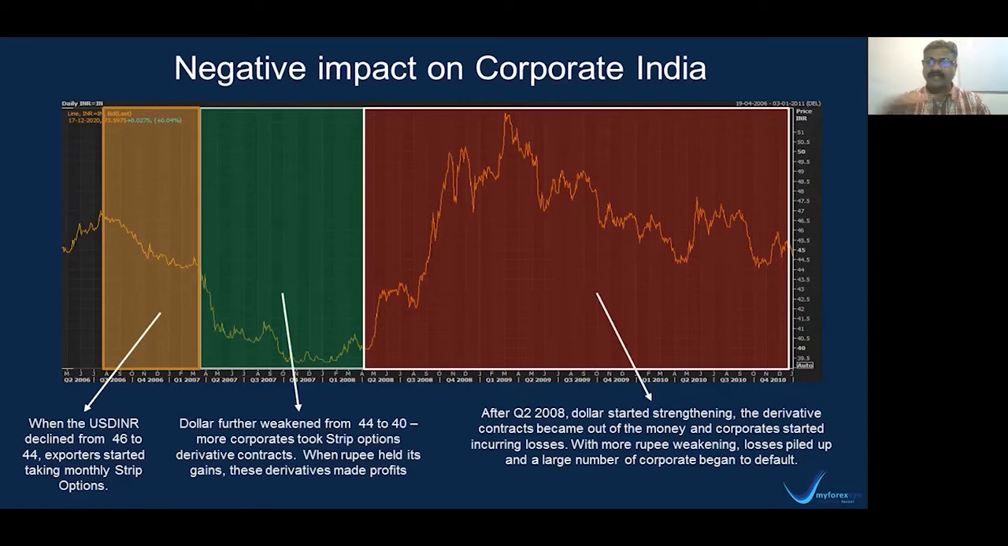And there were widespread defaults. The losses were so large that the companies could not pay. And since they were contractual obligations, they had to pay. So more and more rupee weakening happened. These losses piled up and more corporates began to default.